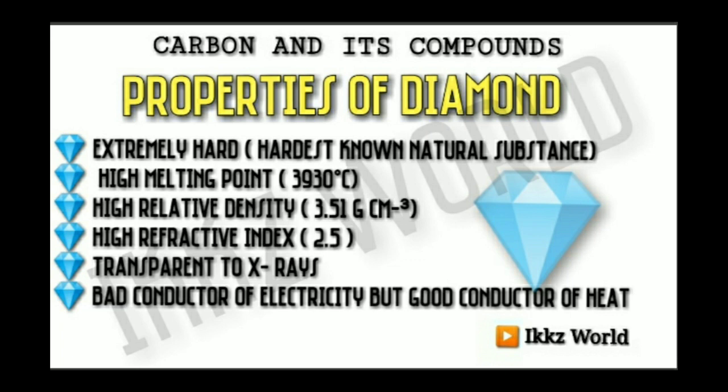Diamond is a bad conductor of electricity. This is because all the 4 valence electrons of carbon in diamond are firmly held in carbon-carbon single bonds, which means that there are no free electrons in the crystalline form of diamond. So therefore diamond is a bad conductor of electricity because of no free electrons. However, diamond is a good conductor of heat. In fact, diamond has the highest thermal conductivity of any known substance.